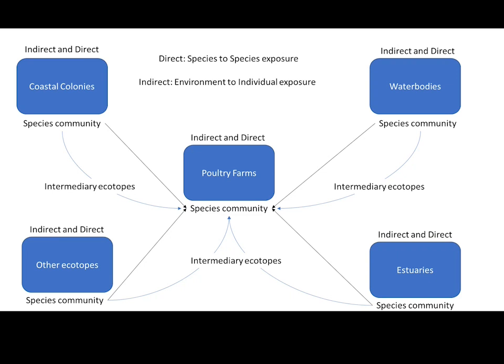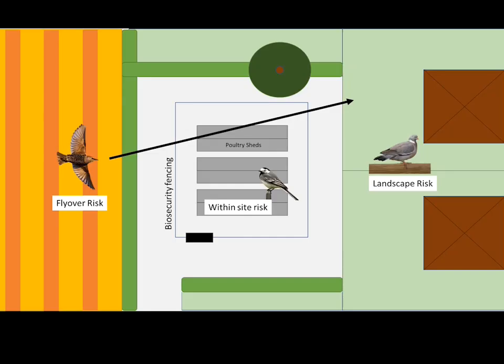There are lots of avenues to explore, but the key ones that I'm looking at here is that we have species communities that exist at each of these sites. Are there species that exist in these different communities at the same time? Are there birds moving between these communities, and what does that mean? So this wonderful piece of artwork that I've put together here shows how I looked at modelling avian influenza at poultry farms.